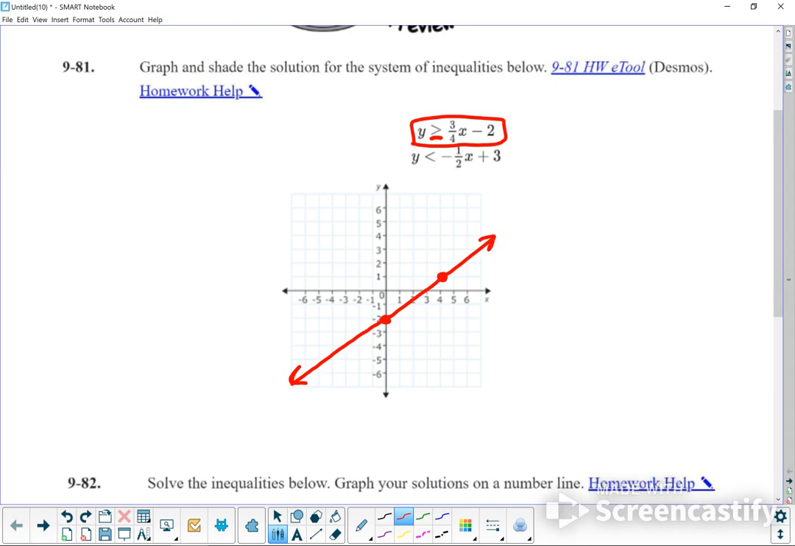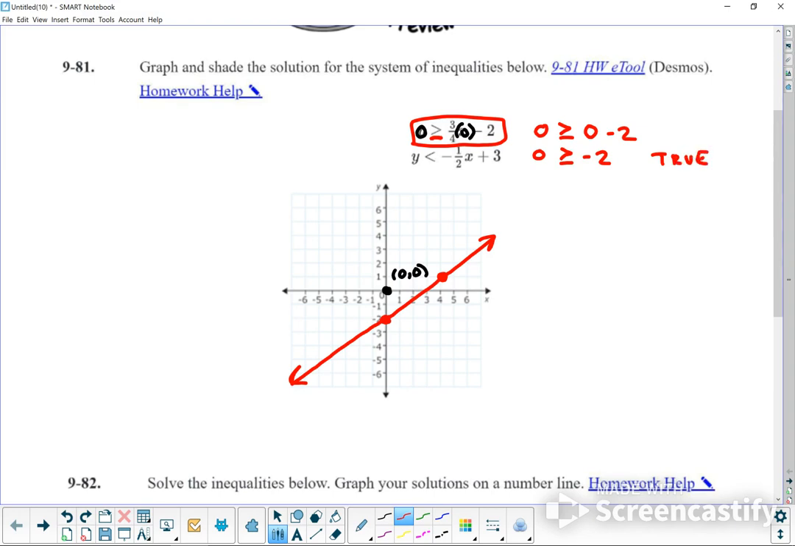You're going to take a test point and find out if it's true or not. A typical test point is 0, 0. You put it in to see if it makes this statement true. So for example, if I use 0, 0, I put in 0 for x and 0 for y. So my inequality is 0 is greater than or equal to 3/4 times 0, which is 0, minus 2. So 0 is greater than or equal to -2, which is a true statement.